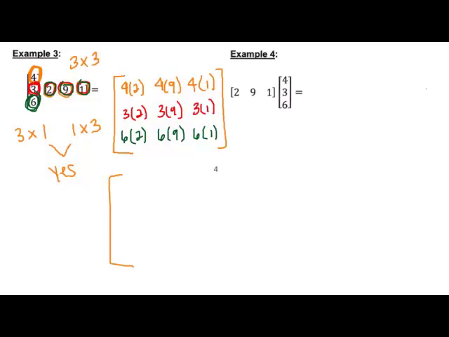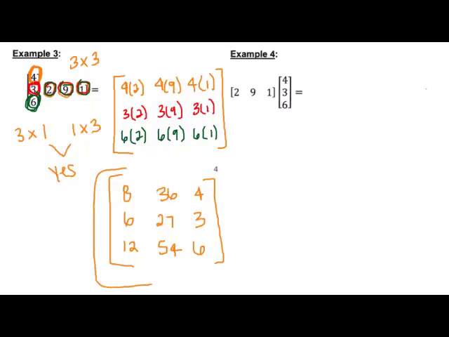So our solution is 4 times 2, which is 8, 4 times 9, which is 36, 4 times 1, which is 4, 3 times 2 is 6, 3 times 9 is 27, 3 times 1 is 3, 6 times 2 is 12, 6 times 9 is 54, 6 times 1 is 6. So again, notice that our solution is a 3 by 3 matrix.